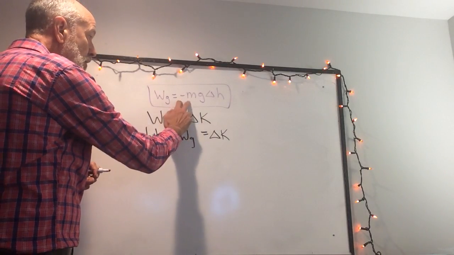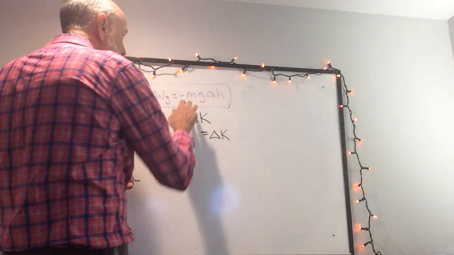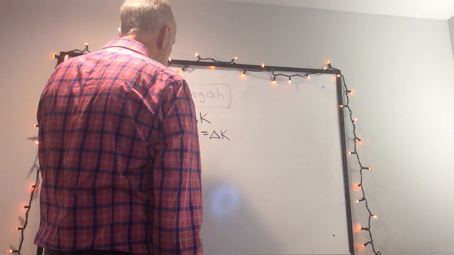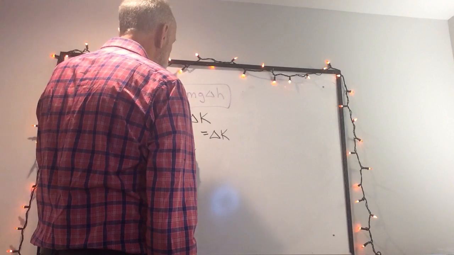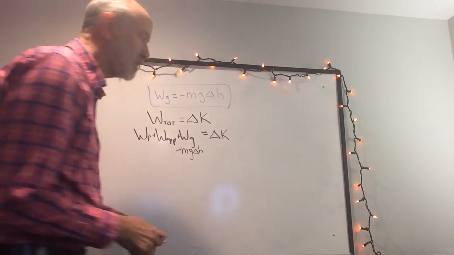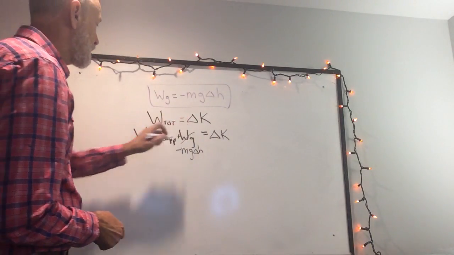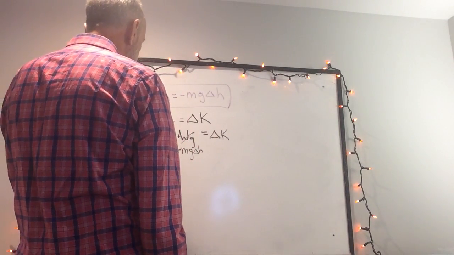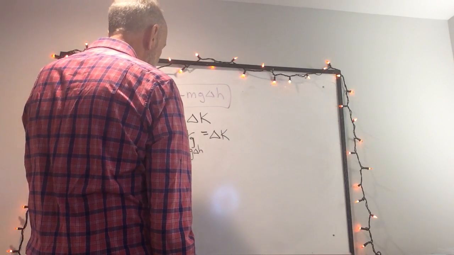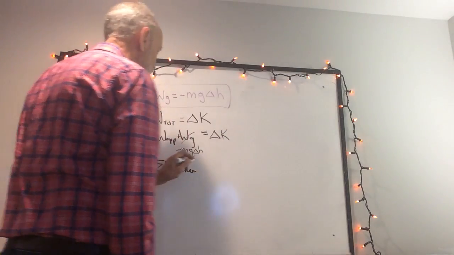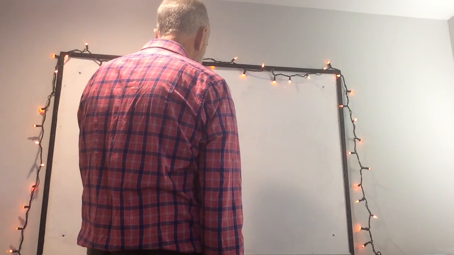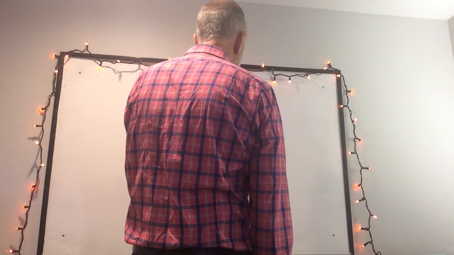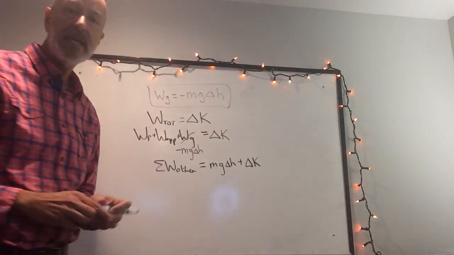Now, look at this. Negative mgh is the work done by gravity. So instead of that, I'm going to make it mg delta h. If I add that to both sides, what I get is the sum of work from other sources equals mg times the change in height, plus the change in kinetic energy.